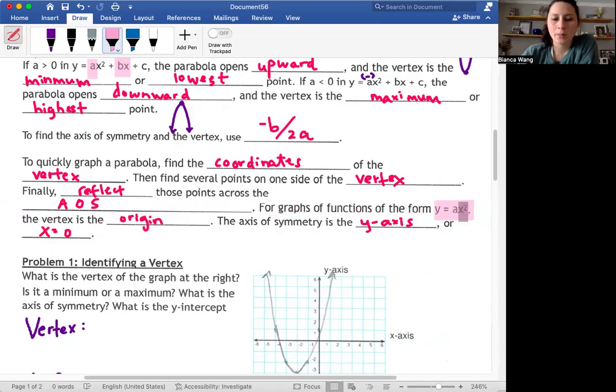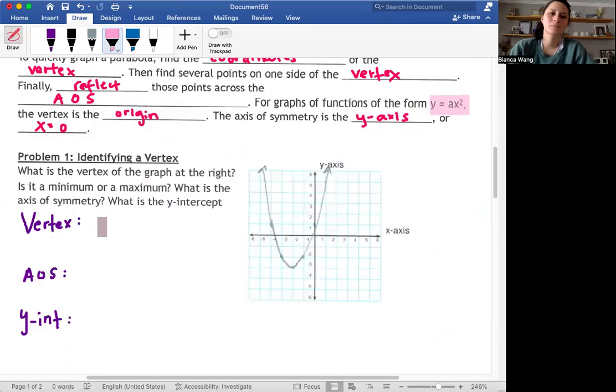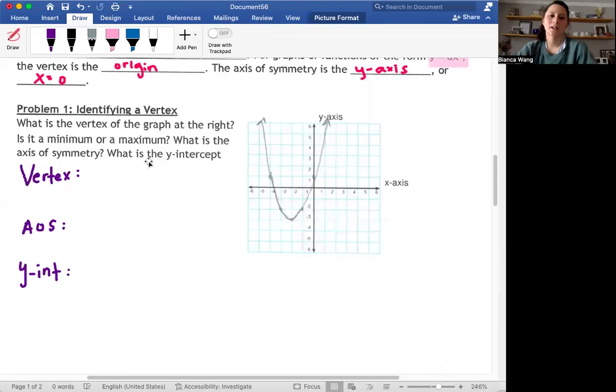So when there's no plus bx plus c, then the vertex is just on 0, 0. The axis of symmetry is the y-axis or x equals 0. So let's take a look at this. We're going to identify the vertex and some of these other characteristics of this parabola.